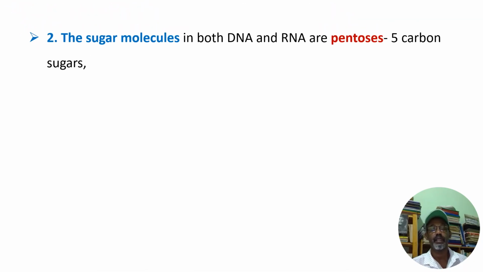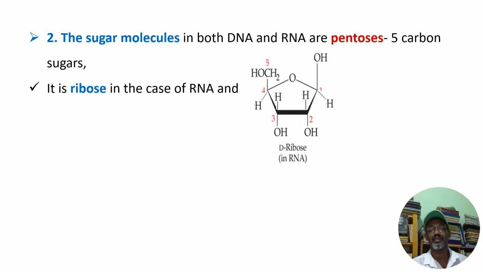And the other component of the nucleotides is the sugar. The sugar molecules in both DNA and RNA are pentoses, 5 carbon sugars. Ribose in the case of RNA and deoxyribose in the case of DNA. You can see here ribose; the difference is this one. The second carbon atom, you number the carbon atoms. This is the first carbon atom, this is the second, this is the third, this is the fourth, and this is the fifth, a 5 carbon pentose.